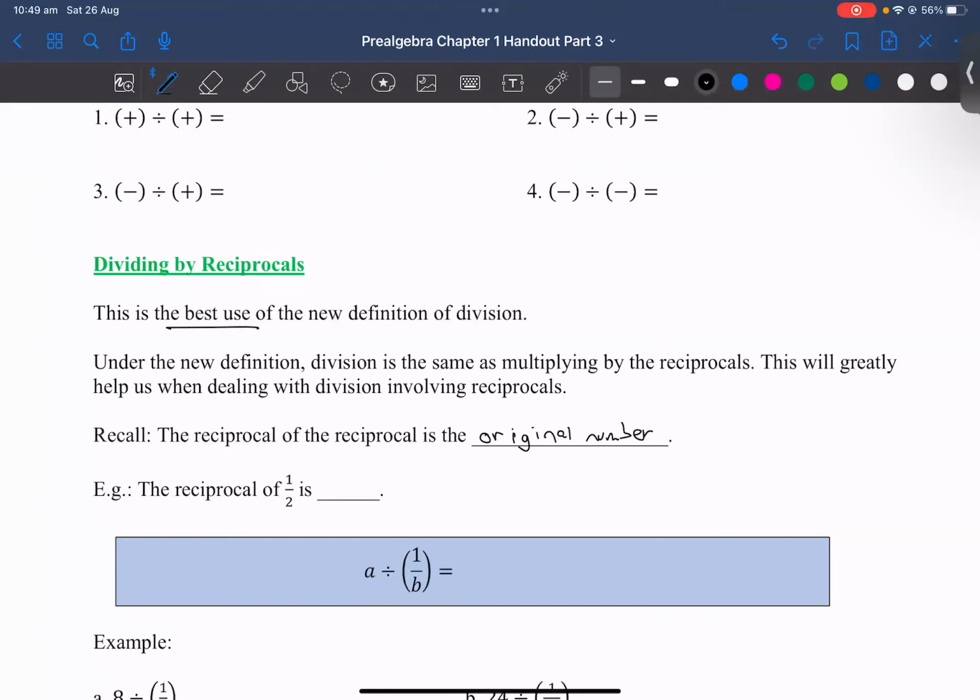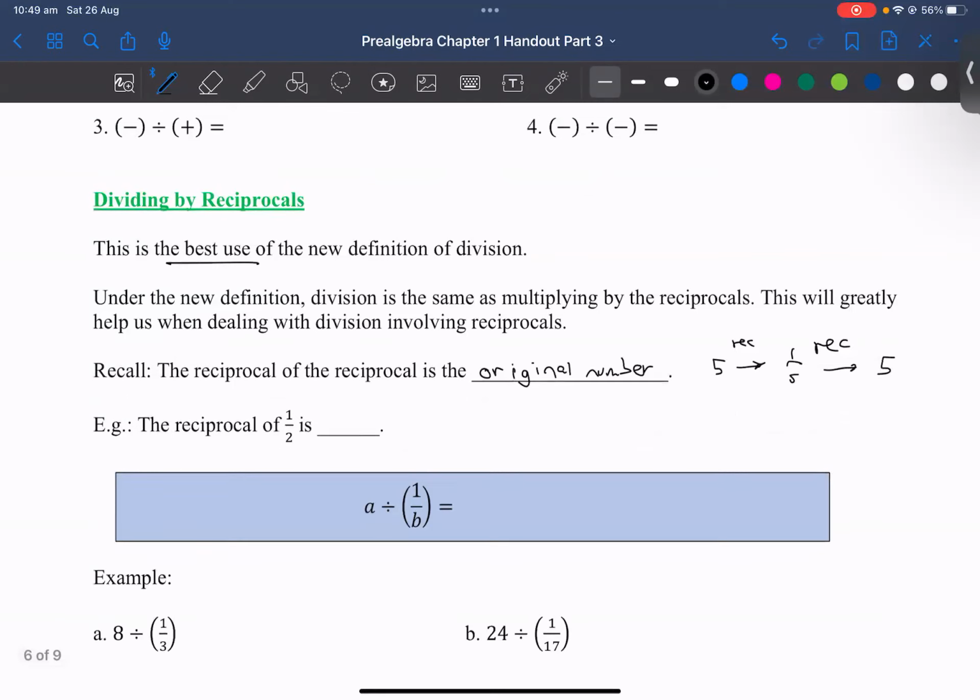So remember, for example, 5 reciprocal once, you get 1/5. If you take the reciprocal of 1/5, now what do you get? 5 again. This is the important part, which makes division by a reciprocal super easy once you get the idea behind it. So, for example, the reciprocal of a half would be 2. Or the reciprocal of 1 over 2 is 2.